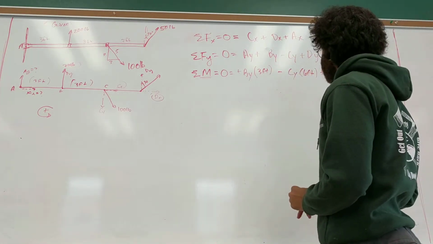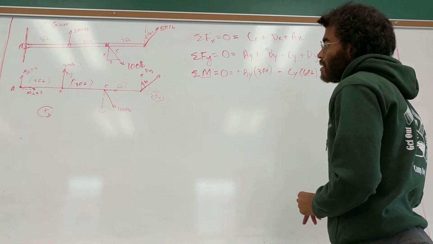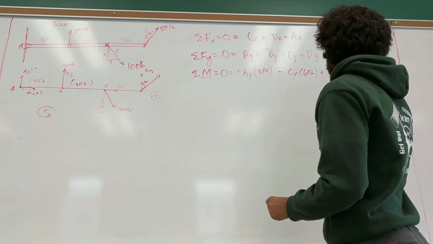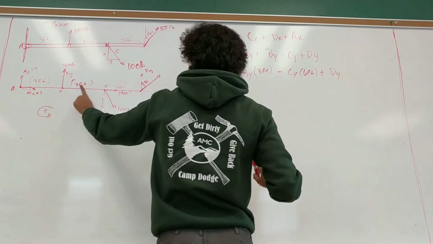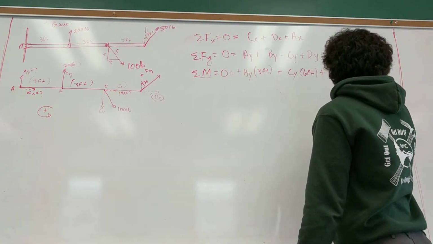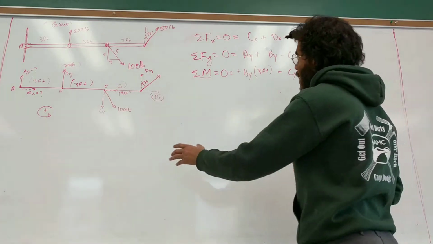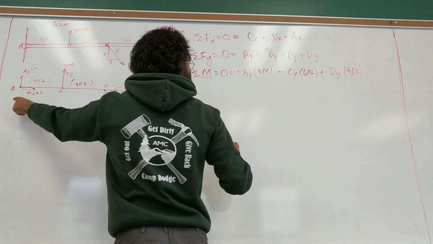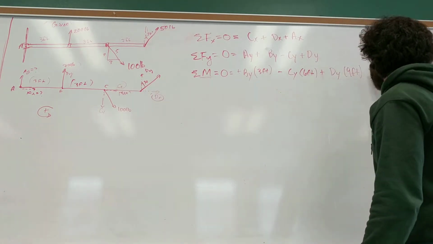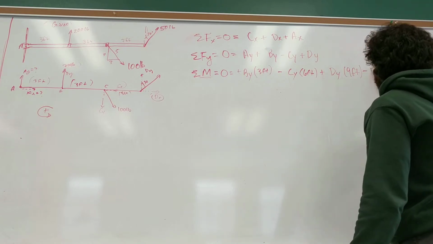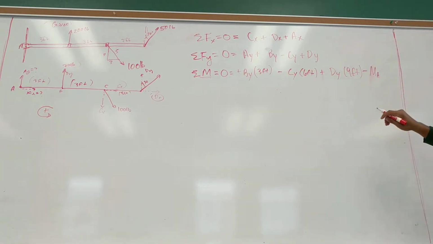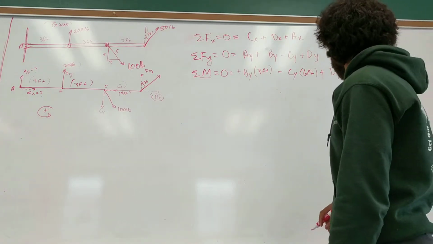And we have DY here. And remember, it's 3 feet away, so that's 3 plus 3 plus 3, so we'll get 9 feet here. And then, of course, we have to subtract the moment at A, because we know the sum is going to be equal to 0. So we get minus the moment at A. And this is something we need to solve for, right? That's what we want to solve for.